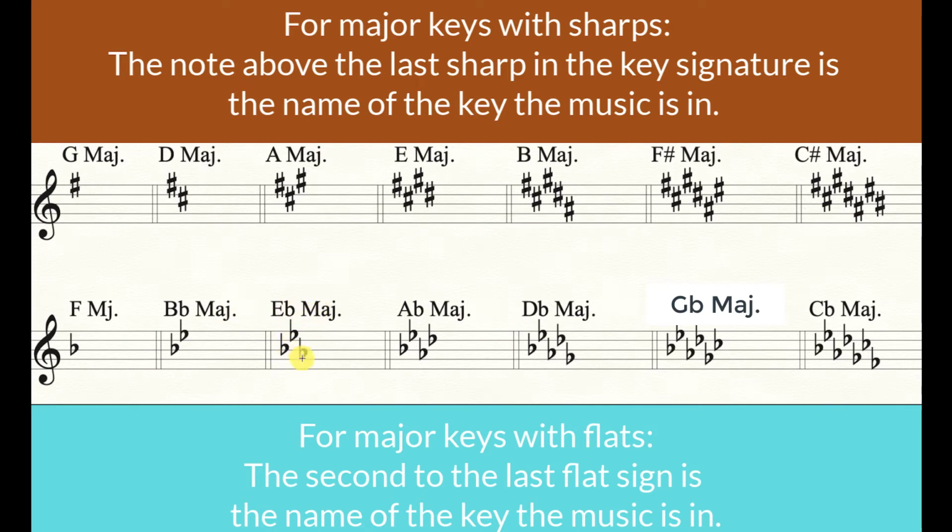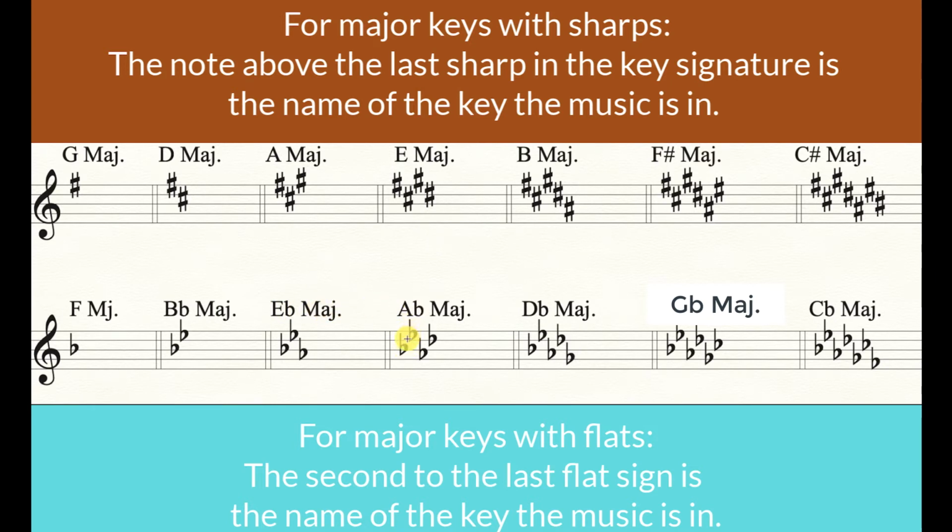Now let's go forward to E flat major. There are 3 flats, 1, 2, 3. The last flat sign is A flat. The second to the last is E flat. And that's the name of the E flat major.